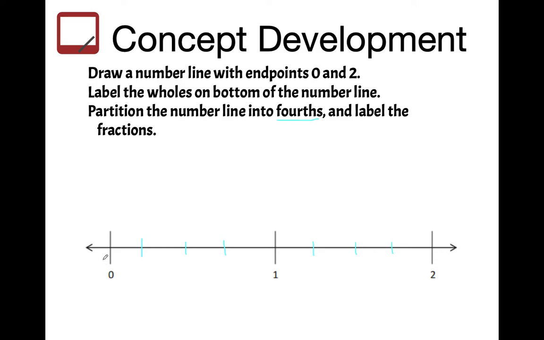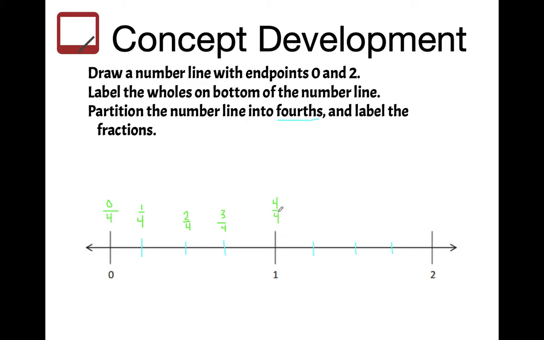And if we're talking about fourths, how many fourths do I have for the whole number of 0? I have 0 fourths. Okay, now I have 1 fourth, 2 fourths, 3 fourths. Now when we get to our 1 whole, how many fourths do I now have? I have 4 fourths.